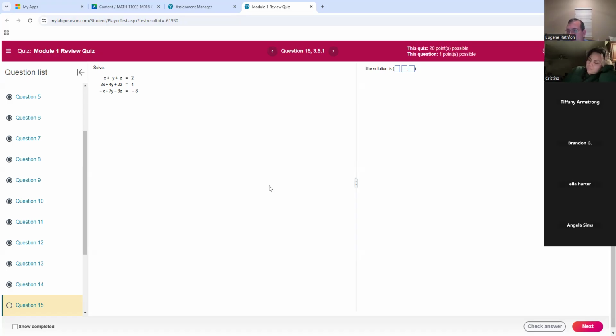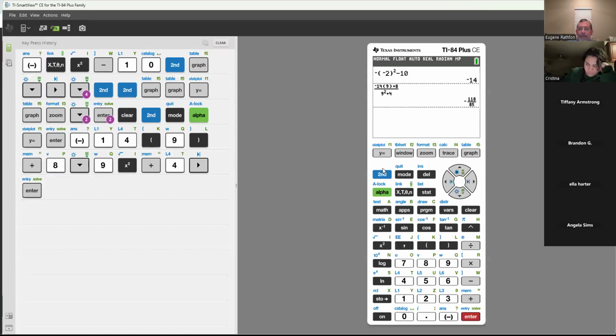Alrighty, y'all, I'm doing this on my calculator. My TI-84 loves this problem. So I'm going to share my calculator. And all I'm putting in is the numbers. 1, 1, 1, 2, 2, 4, 2, 4, and then a -1, 7, -3, -8. All right, y'all, so I'm going to clear everything off.